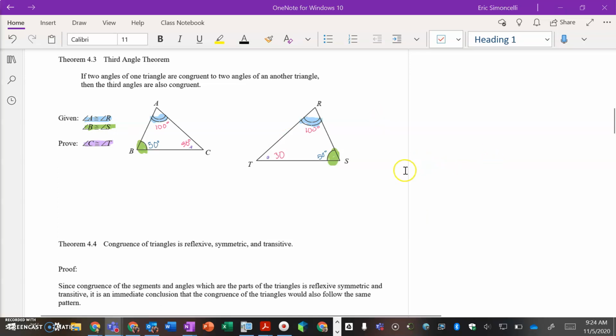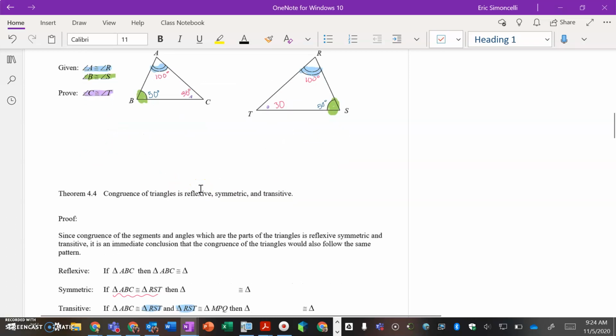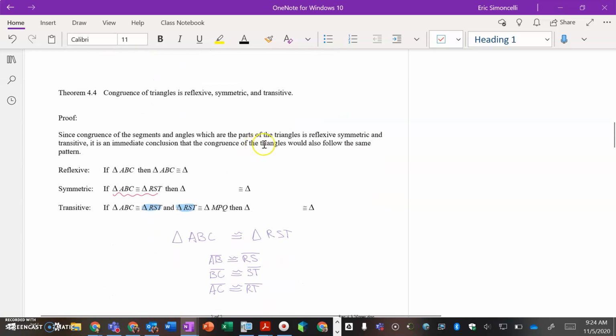Moving on. Again, that's not a proof per se, it's just a justification that yes, those two angles must be congruent. We do the math. Congruence of triangles is reflexive, symmetric, and transitive. Although we have discussed the transitive property and the reflexive property, we haven't really yet discussed the symmetric property in context.